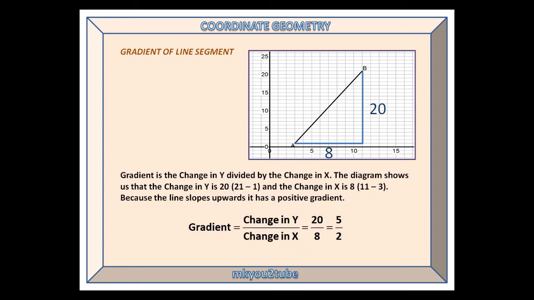Finding the gradient of the line segment. Gradient is the change in y divided by the change in x. The diagram shows us that the change in y is 20, 21 take away 1, and the change in x is 8, 11 take away 3. Because the line slopes upwards, it has a positive gradient. So y over x is 20 over 8, which cancels down to 5 over 2.